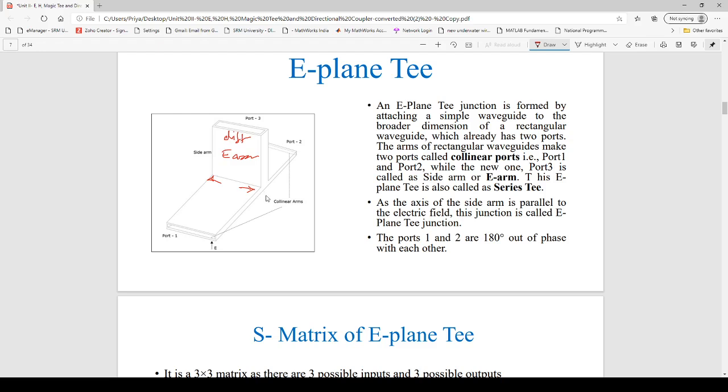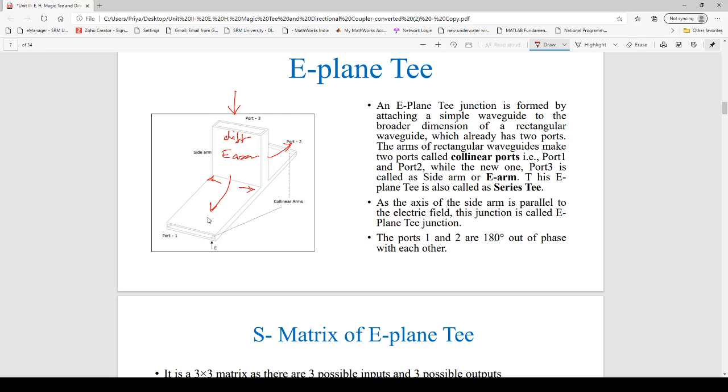Suppose we attach your waveguide at the narrower dimension, then that is your H plane. So the E plane is made by attaching a simple waveguide to the broader dimension of your rectangular waveguide, which is already a 2-port network. Those 2 ports are your collinear ports. So port 1 and port 2 are your collinear ports, and the third port which is being attached is your E arm. It is also called a side arm or a difference arm. So what is the property of your E plane? Suppose I give input at port 3, right, if I give input at this place, my waveform will be equally divided among port 1 and port 2, but opposite in phase, right?